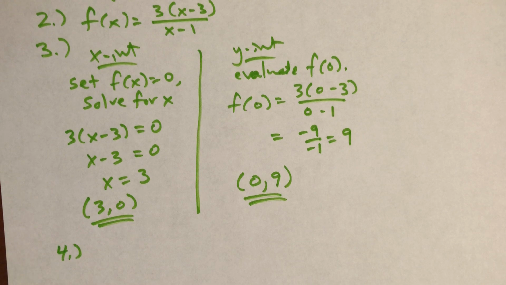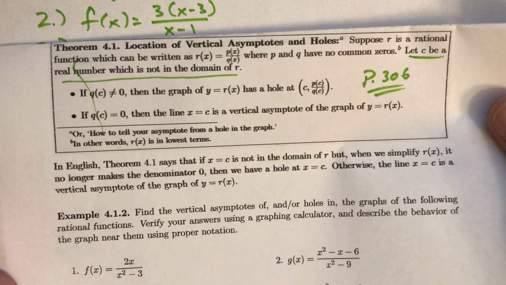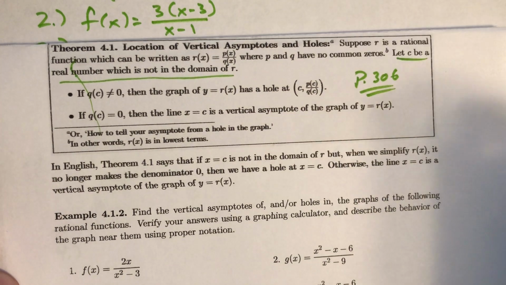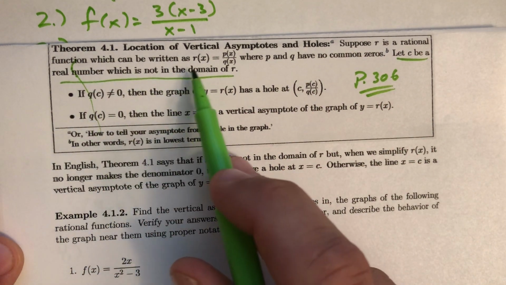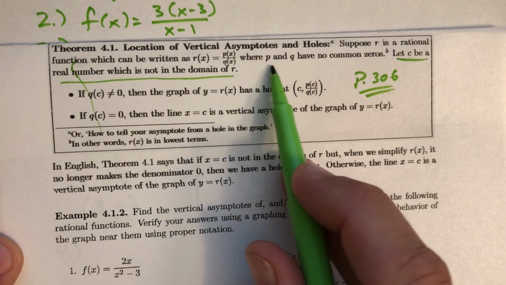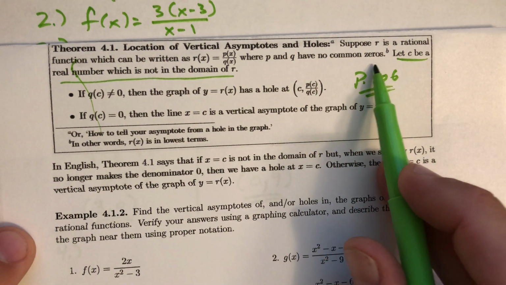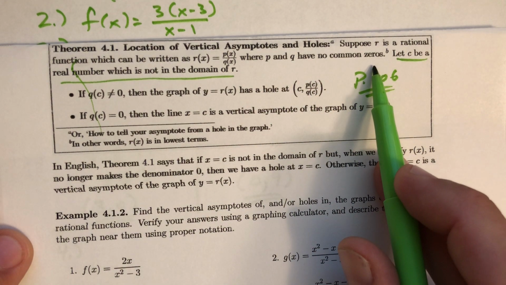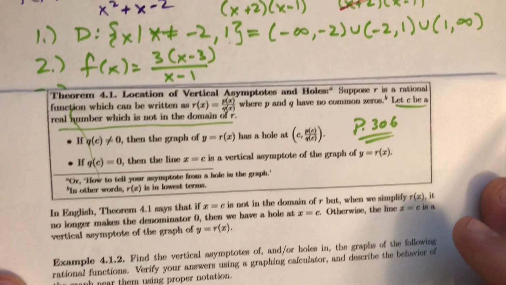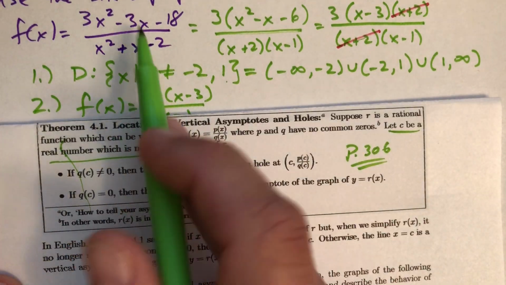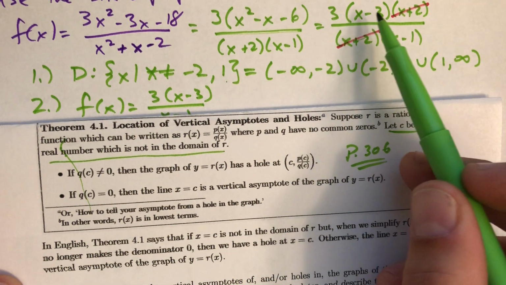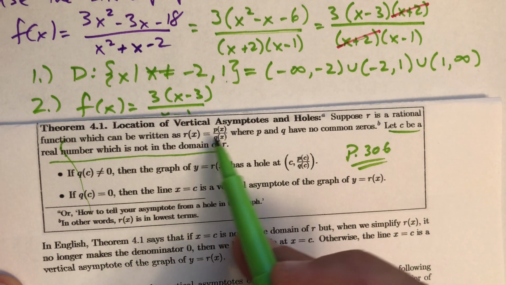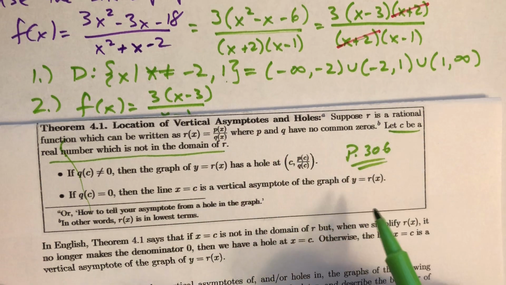Let's take a look at Theorem 4.1, location of vertical asymptotes and holes. Suppose r is a rational function, which we've got. We can write it like this, where p and q have no common zeros. That's just a fancy way of saying they don't have common factors, which means that it's reduced, right? So in our case, we have a rational function, and we can reduce it. We could write it as 3 times (x minus 3) over (x minus 1). So that's what this is saying. It's got no common zeros, so we've already reduced it.